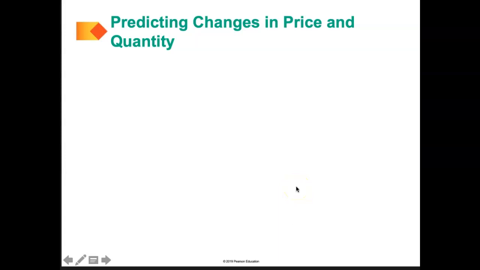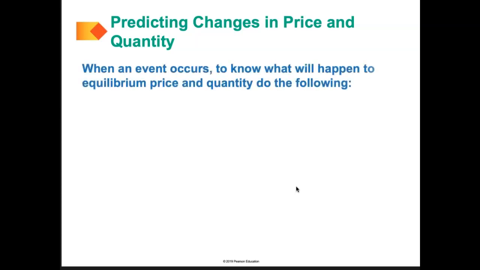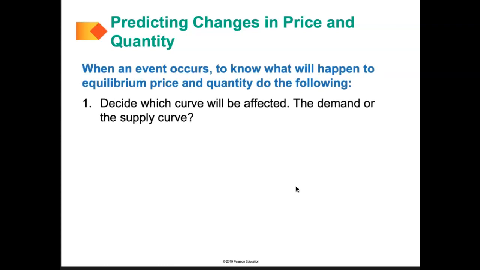So now we know demand and supply, and we know market equilibrium. We can also predict changes in price and quantity, right? So if an event occurs, for example, if there's a shortage of oil, what will happen to the price of oil? What will happen to the quantity bought? We need to know what will happen to equilibrium price and equilibrium quantity, and we need to do the following three things.